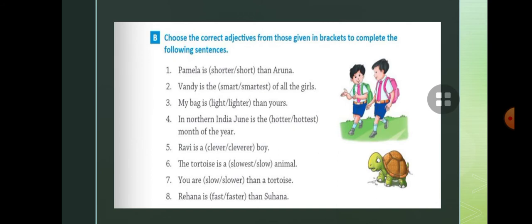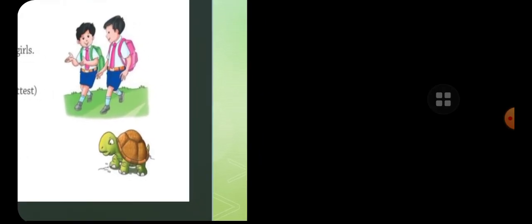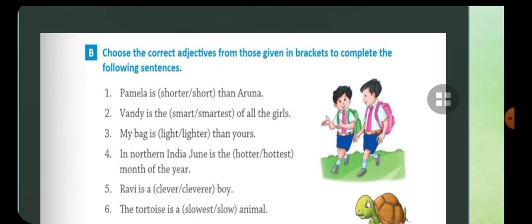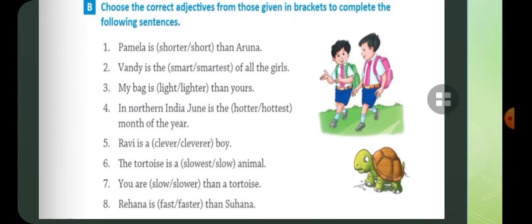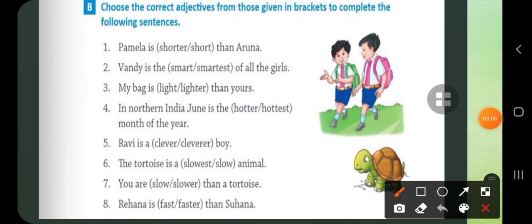Next is exercise B. What you have to do in this exercise, children? Choose the correct adjective from those given in brackets to complete the following sentences. Like, Pamela is dash than Aruna. Children, here two adjectives are given. Choose the correct adjective. You know that Pamela is compared to Aruna, so you will write shorter. Pamela is shorter than Aruna.